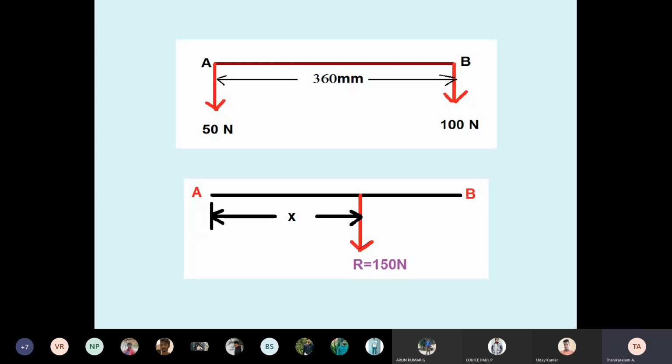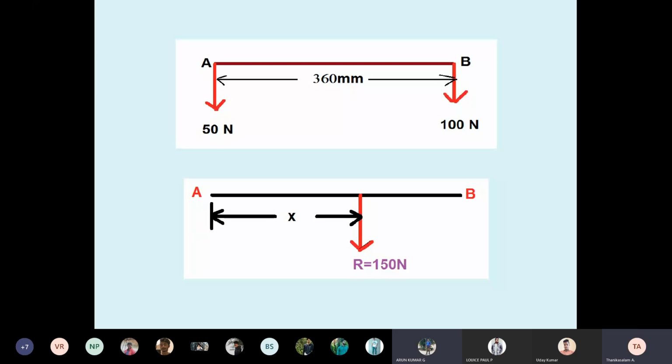Arun Kumar, understand? Arun Kumar, are you there? Yes, sir, I am there. Why is 50 not giving moment? Tell me the reason. Sir, because it is minus, third quadrant.